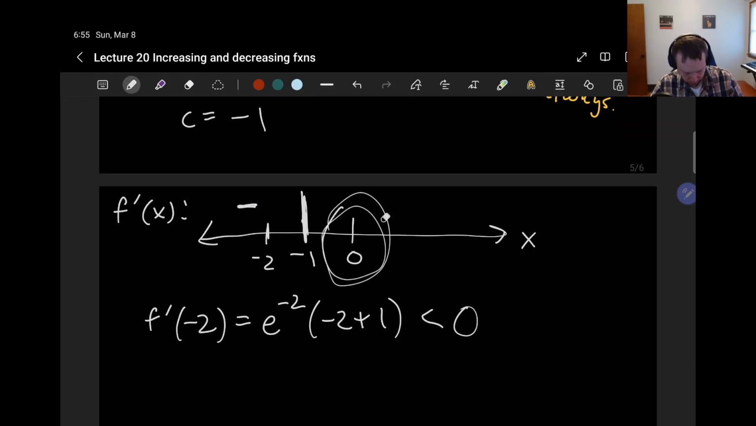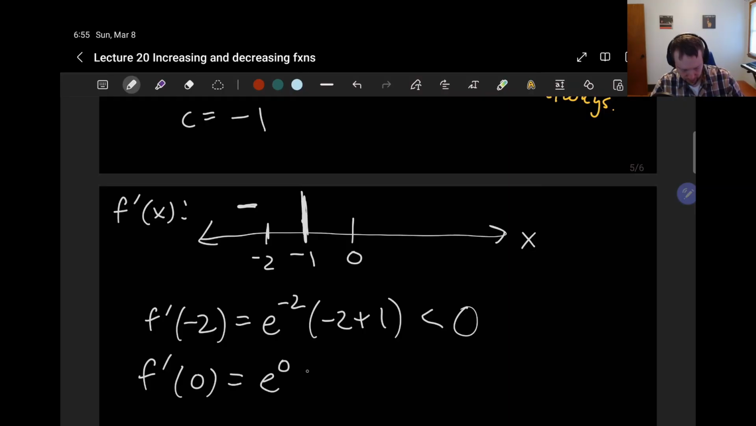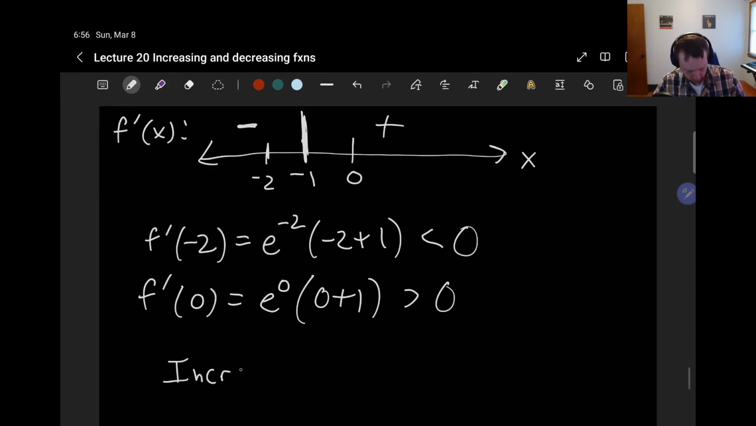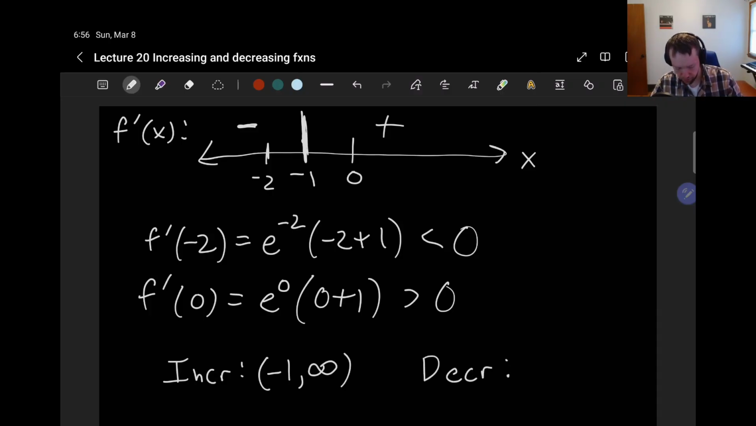Looks like 0 is a good test point for this portion. e to the 0 is 1 times positive. That'll be positive. So this means my function is increasing from -1 and above. And we are decreasing when the derivative is negative, from -infinity to -1.